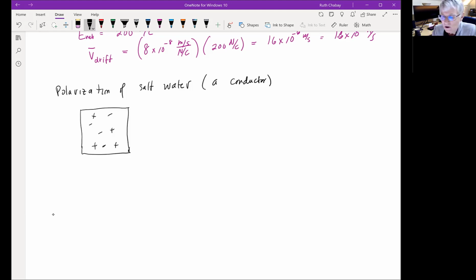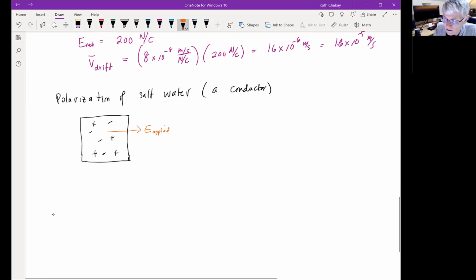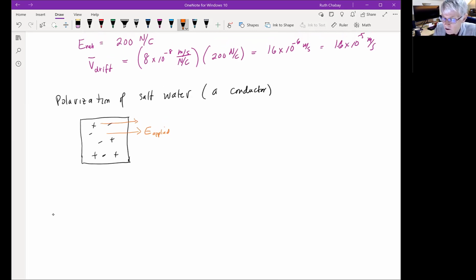And now we're going to apply an electric field to the right, let's say. So here's our electric field. We'll apply it to the right. And again, applied just means by external things. And we'll see in the next chapter that it actually is possible, by arranging charges, to make an electric field that actually is pretty uniform within a region. So let's say we've actually got a uniform electric field here throughout this.